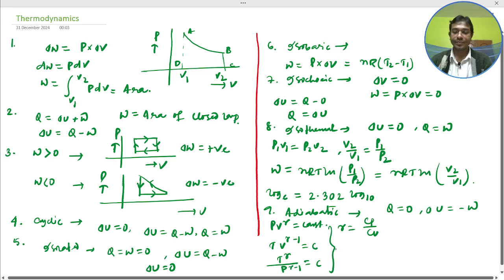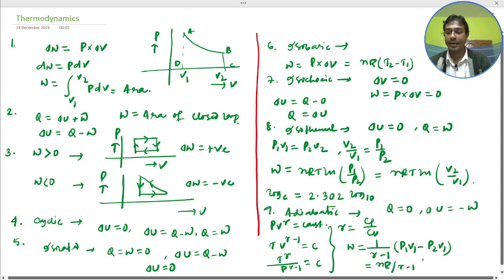These three. And the work done here for the adiabatic process is 1 by (gamma minus 1) times (P1 V1 minus P2 V2), which can be written for n moles as nR divided by (gamma minus 1) times (T1 minus T2), these two forms. That is the adiabatic process work done. Next one, the specific heat capacity of the gas.